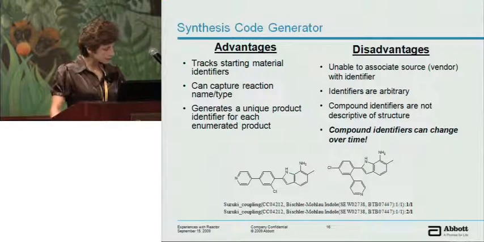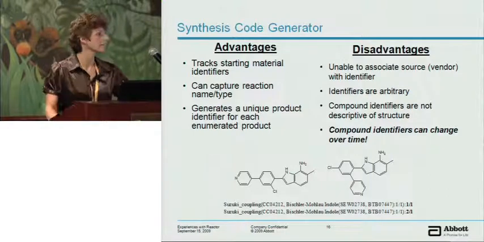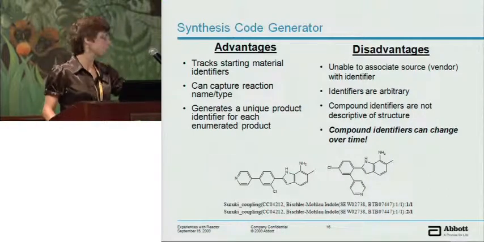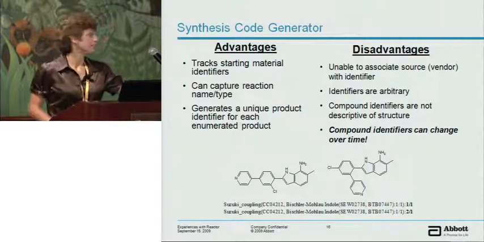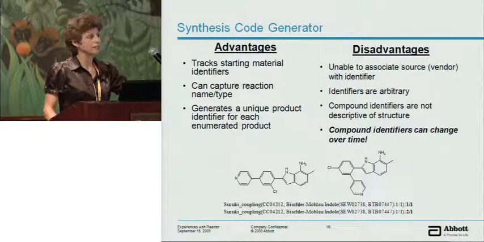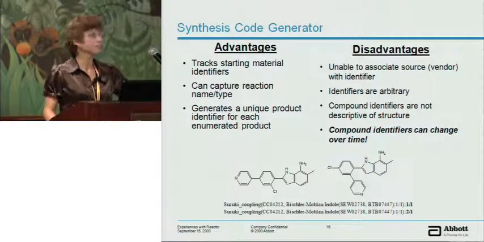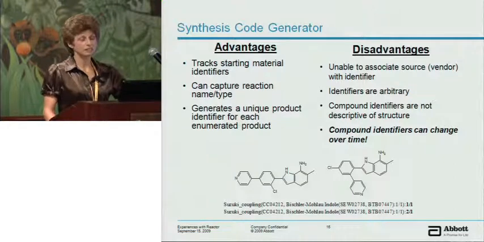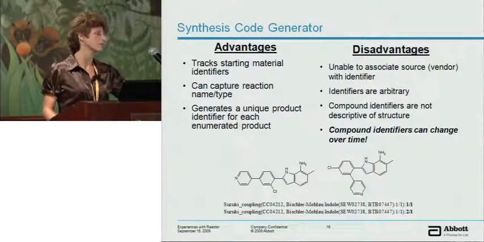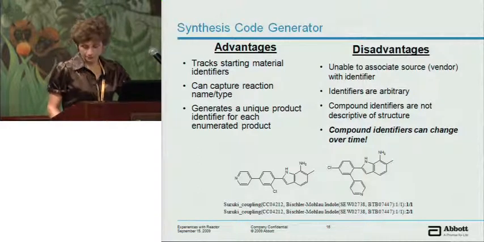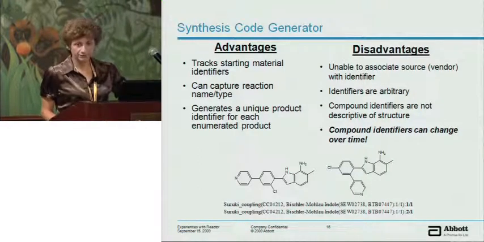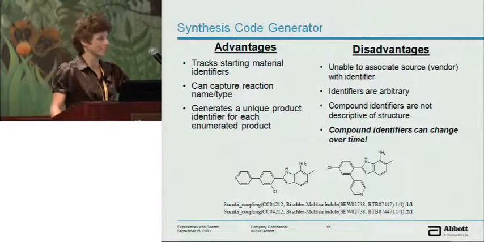When the synthesis code generator finally came out last year, I was very eager to give it a try and see how it would work. It's nice in that it is able to track starting material identifiers for you, if that's what you need to do. And it can capture a reaction name or type that the user can give it. And the nice part is that it automatically generates this unique code that you can use to identify your product. But well, as Yvonne will tell you, I'm not a big fan of keeping track of identifiers.